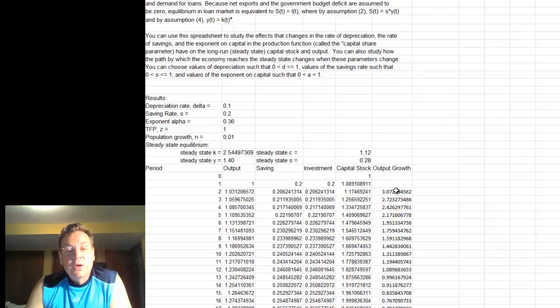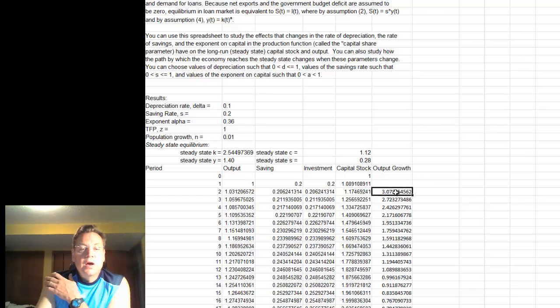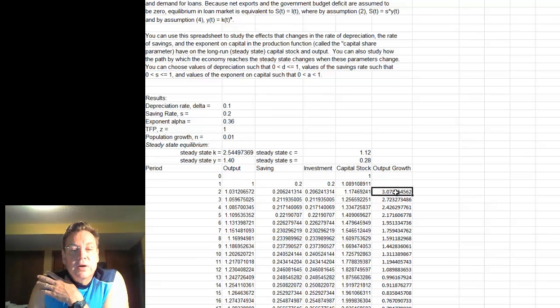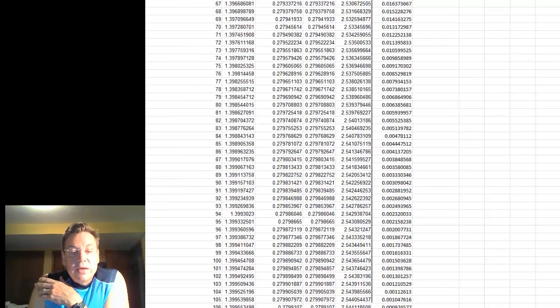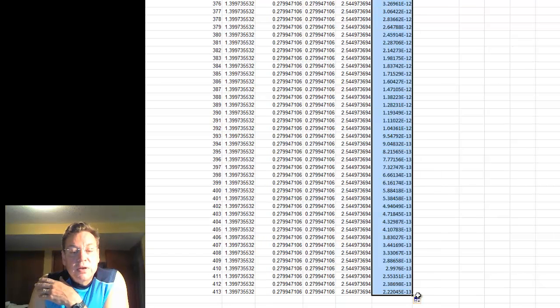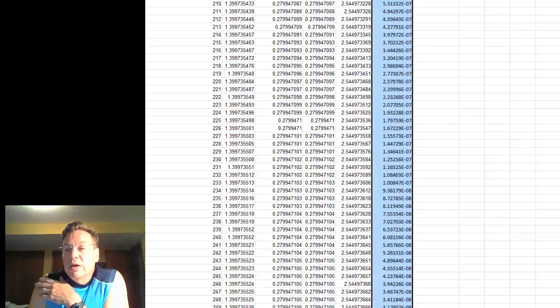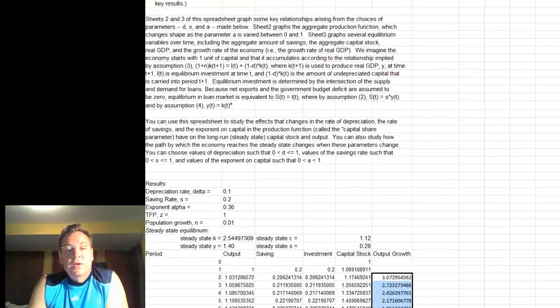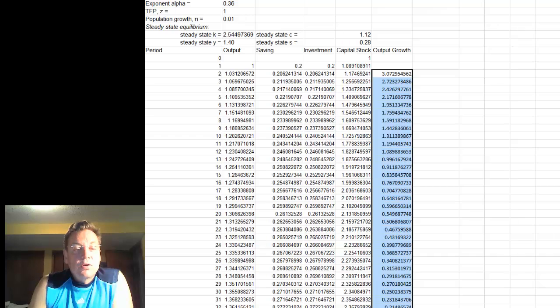And then ultimately we want to look at growth. And so in this column, what we have is 100 times the log of output minus the log of output in the previous period. And that gives us the growth rate of output, which we can extend out. And we know that that's going to have to converge to 0. Okay, so we can then create some plots.